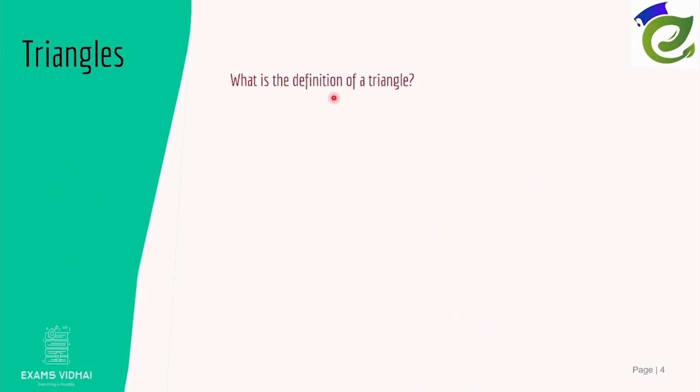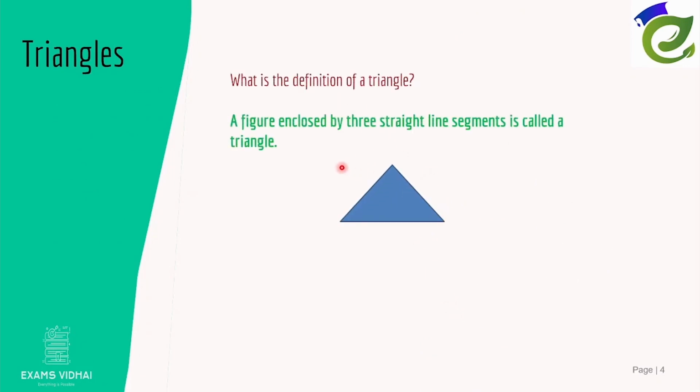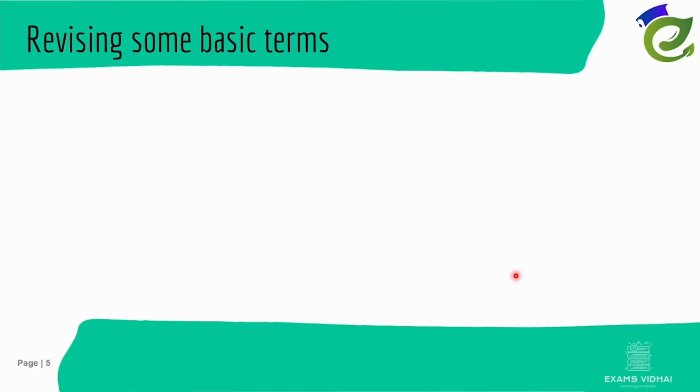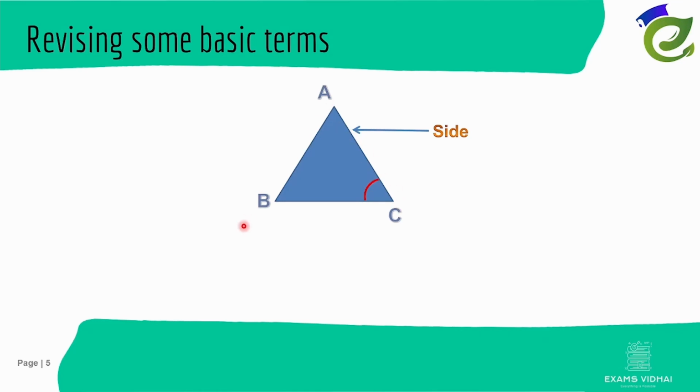So what is the definition of a triangle? A triangle is a figure enclosed by three straight line segments, and the three straight line segments meet at three different points. Now let us revise some basic terms. Given here is a triangle ABC. A side is the line segment that forms the triangle. So here AB, BC and CA are three sides of the given triangle.